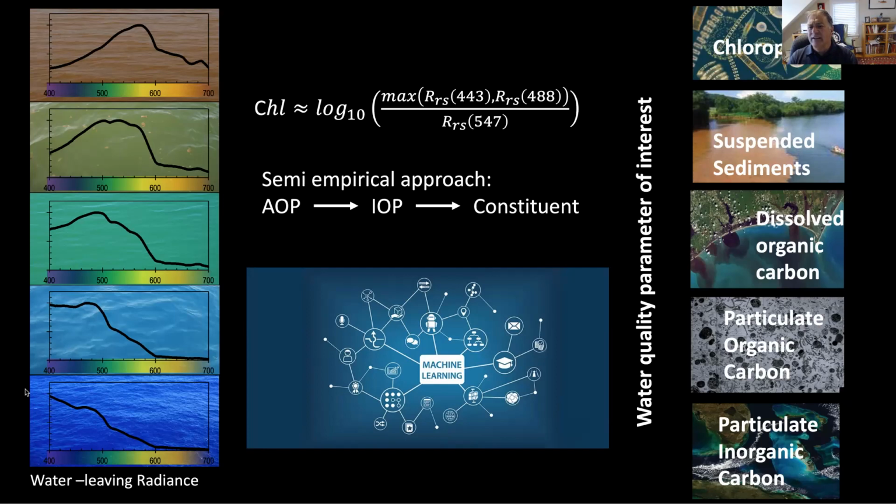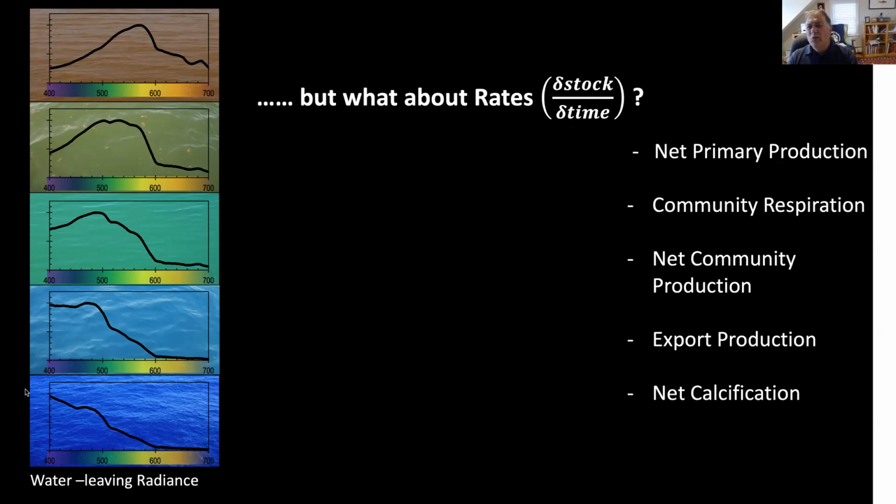Okay, so we're getting good at getting the stocks for sure, but what about the rates? A rate is how something changes over a distance, or over time. And these rates, I mean, isn't that what the global Earth science modelers really want? Don't they need to know the amount of carbon being fixed that comes into the biosphere on some time scale? The community respiration, that part of the fixed carbon that is being consumed at shorter time scales, the export production, the net calcification. Yes, we want all these.